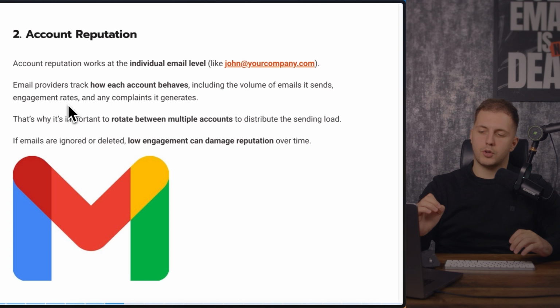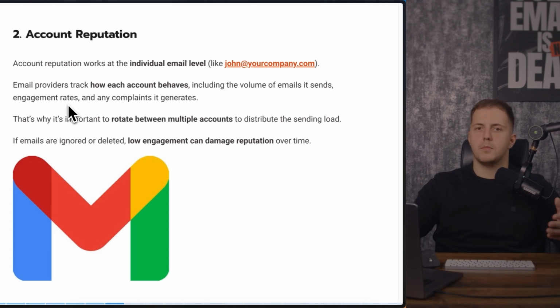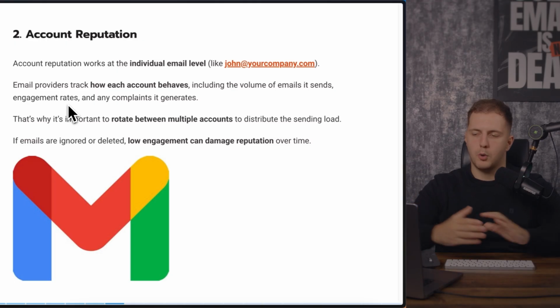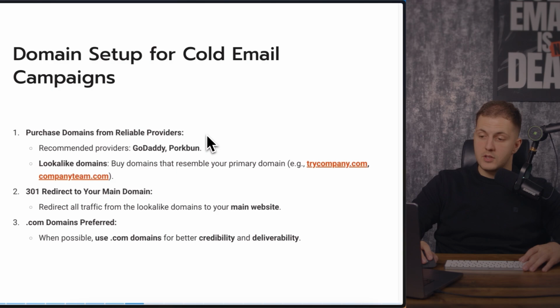That's why it's important to rotate between these accounts, and that's why we need multiple email accounts to scale our outreach. Now, most modern email sending platforms allow you to connect unlimited email accounts, and the software will automatically rotate every single account to make sure that the overall and the entire volume is evenly distributed throughout all these email accounts.